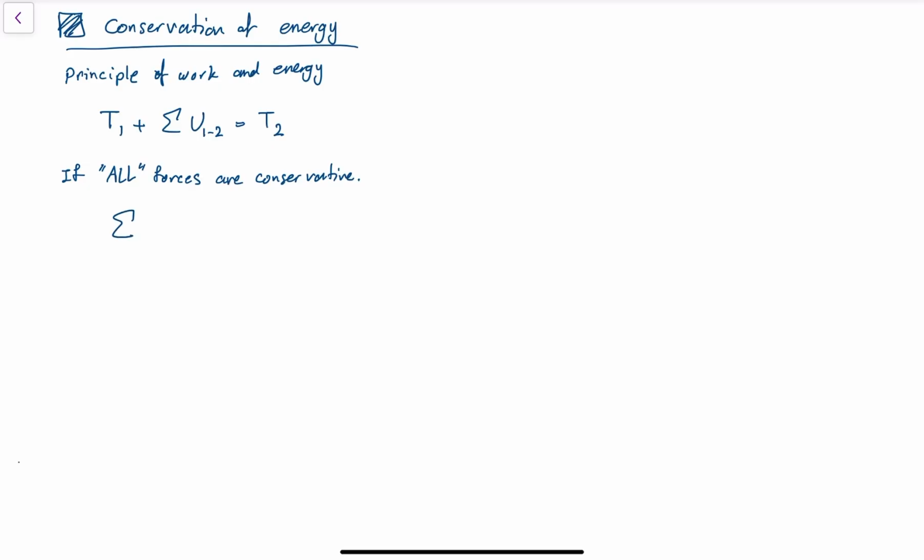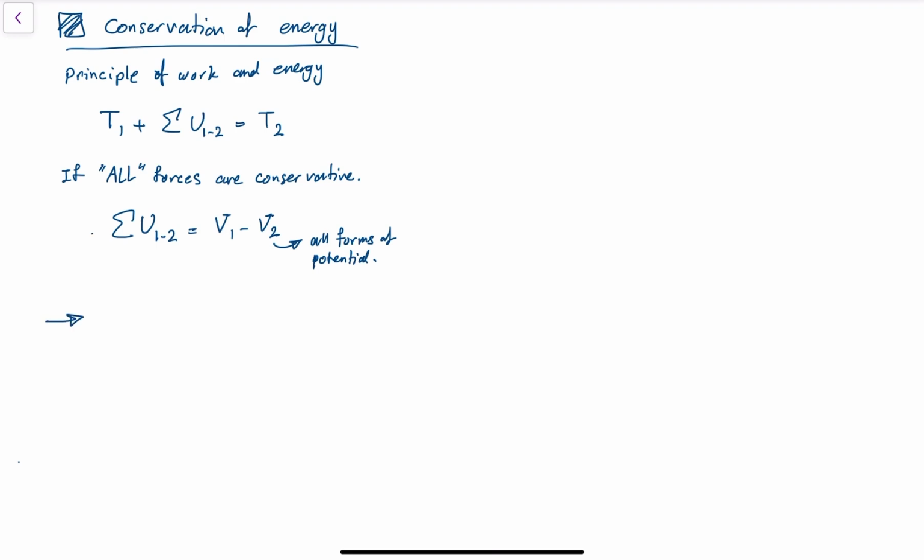In that case, we saw we can find the work of all these forces by writing it as the difference between the potential energies. And these include all forms of potential, gravitational and elastic and so on. So gather all your potential energies at point 1, gather all your potential energies at point 2. The difference gives you the total work.